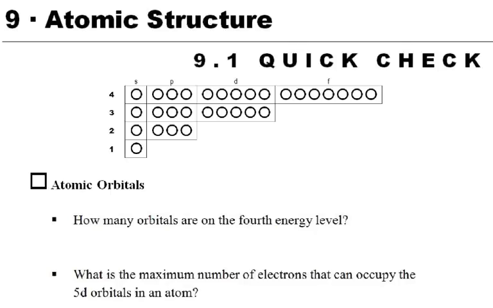Now on the 9.1 quick check, the first question is talking about atomic orbitals, and it says, how many orbitals are on the fourth energy level? Well, first thing, when we're talking about orbitals, we're talking about these little circles that we have here. So those little circles are the orbitals.